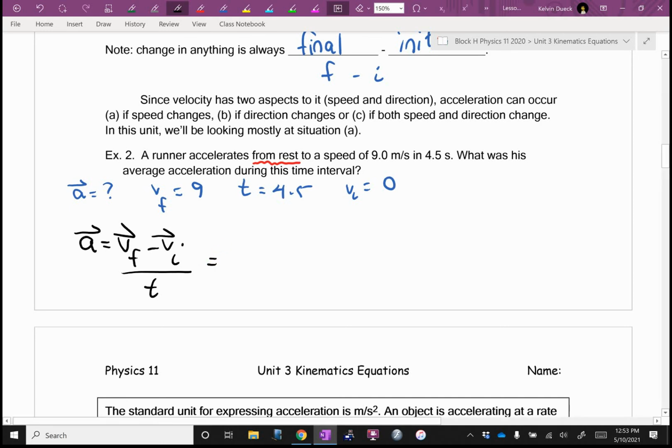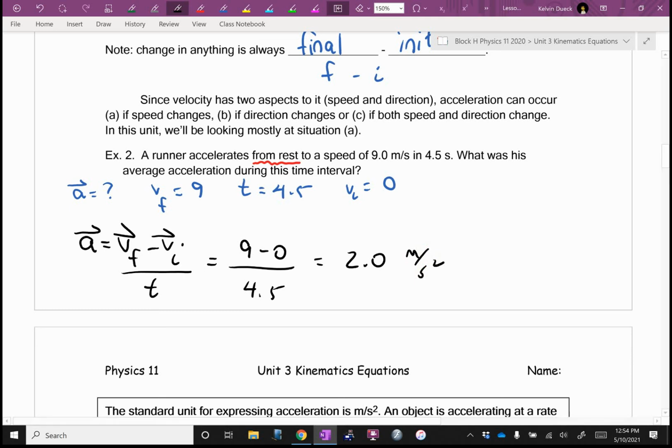The arrow, no, they're not all vectors. Time is a scalar. Time will not be negative. If you ever get a negative time on your calculator, you've messed up. Go check. You've done something wonky. I get 9 minus 0 divided by 4.5, and I can do this in my head. It ends up being 2.0 even, yes? Meters per second squared.